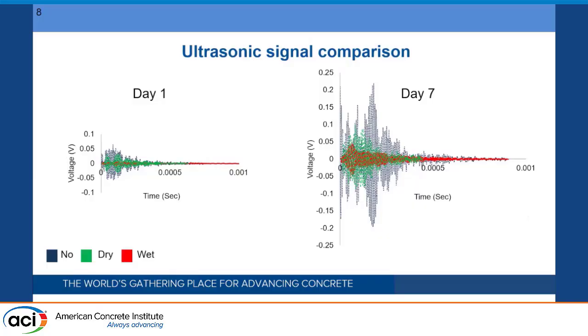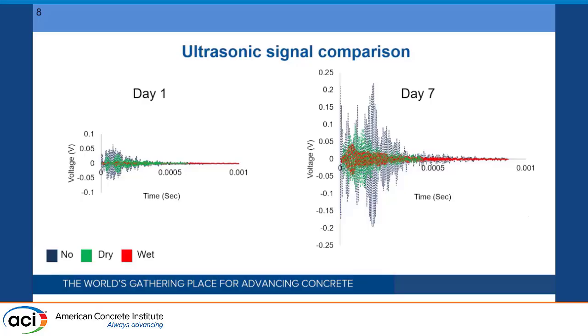Before going to the slides, to the results, I wanted to show how generally the received signals from the ultrasonic looked like for day 1 and day 7 for different types of specimens. The specimens that had no interlayer are shown with dark blue, the dry ones are shown with green, and the wet interlayers are shown with red here.